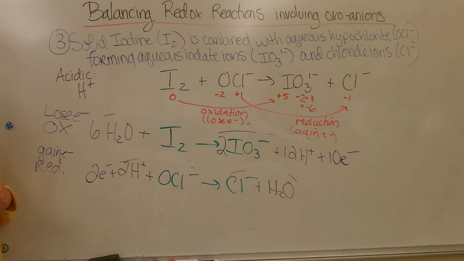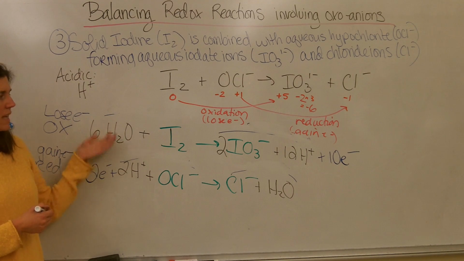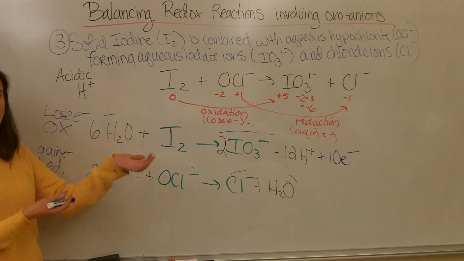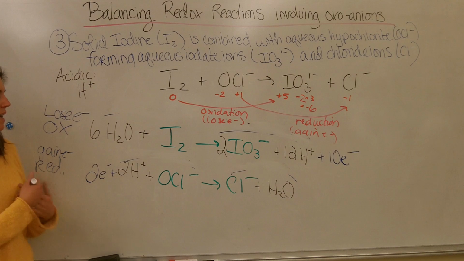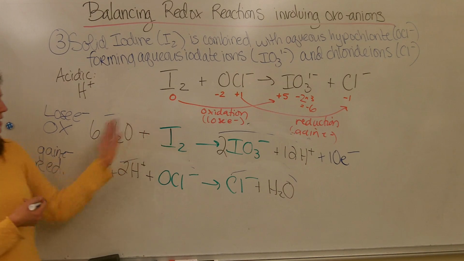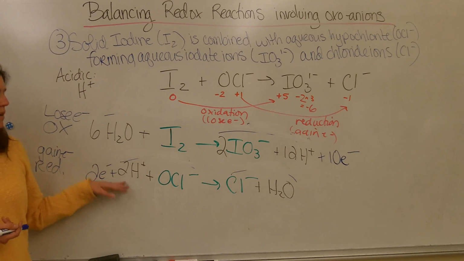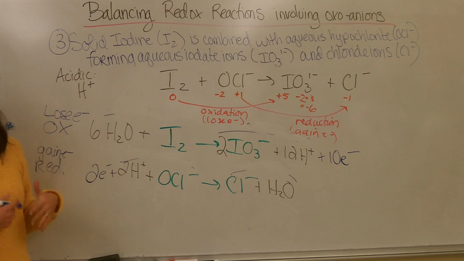So one should always gain, the other one should lose. And what's important is that the one reaction needs to gain as much as the other one loses, because electrons have to be transferred from one element to another. So if this iodine is losing 10 electrons, my chlorine half reactions need to gain 10 electrons.